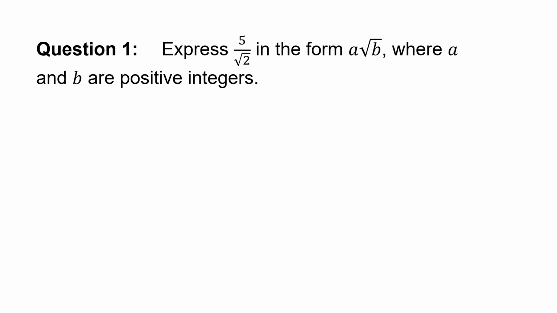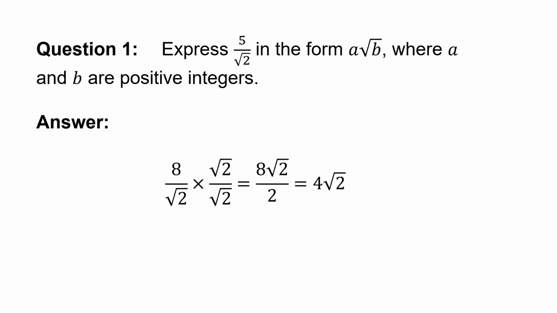So hopefully you found that okay. Let's have a look how we would solve this. As we said, we just need to multiply top and bottom by the surd term that we have in the denominator. So we're going to multiply this by root 2 over root 2. Doing this, we get 8 root 2 over 2, and this is going to be equal to 4 root 2.